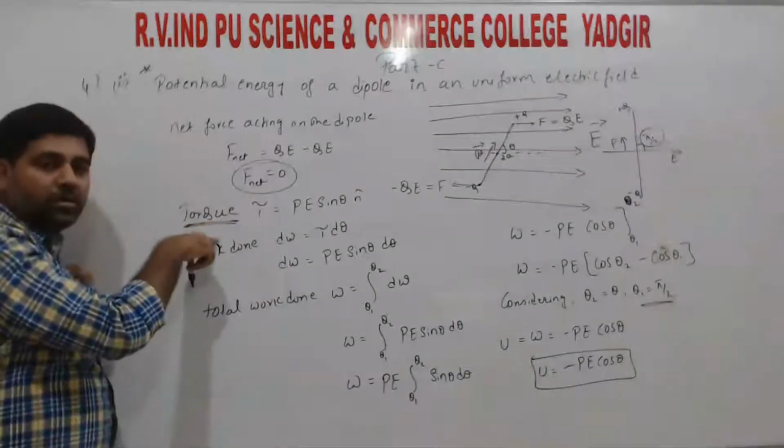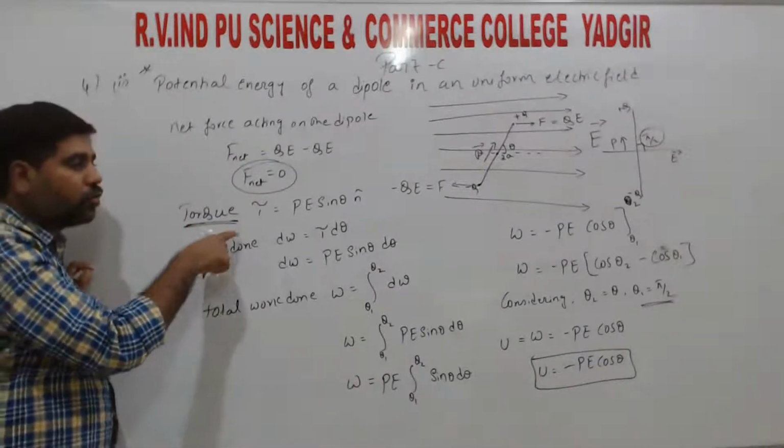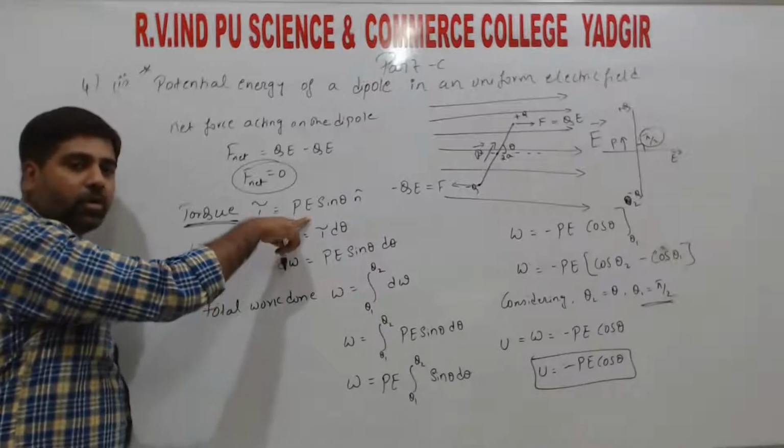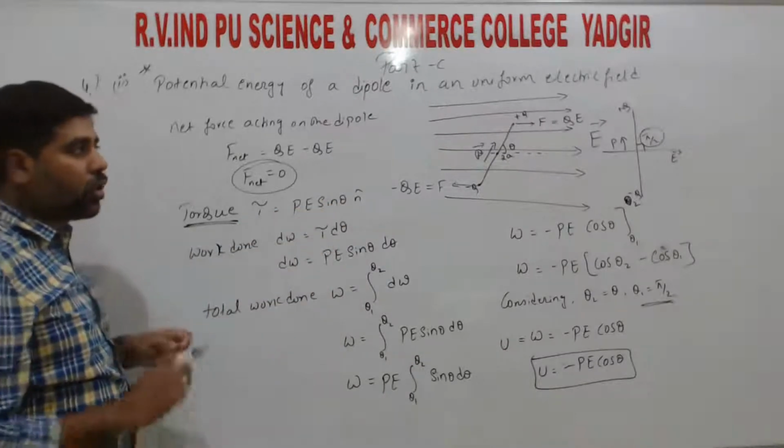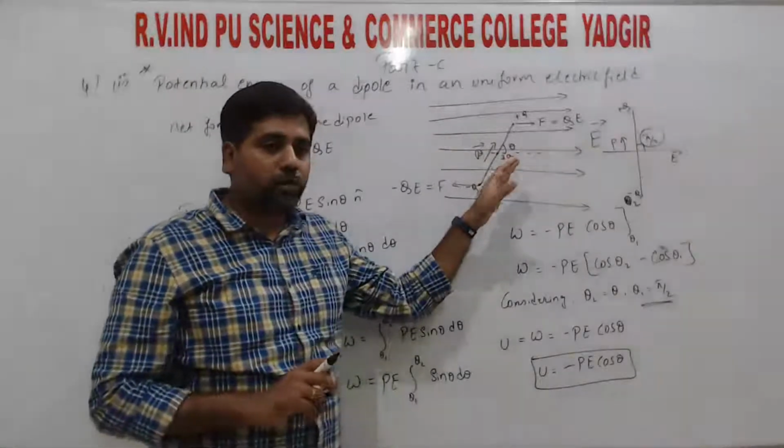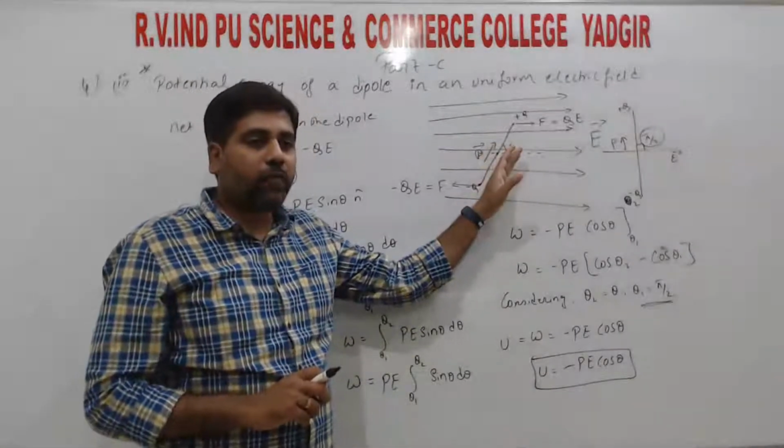So net force is 0, hence torque is generated. From the relation we know torque is PE sin theta into n cap, right? Torque is nothing but the rotating force. We call torque the rotating force.